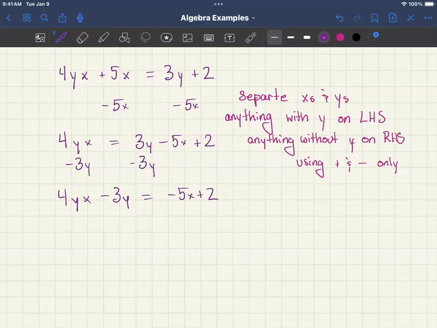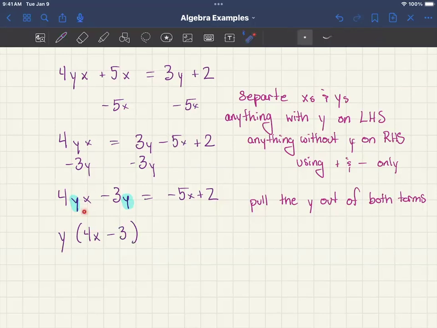Notice we have one copy of y in each term here. We have a little y here, and we have a little y here. So what we're going to do next is pull the y out of both terms. So we're going to do the opposite of distributing something. We're going to factor it out instead. When we pull a y out of our first term, we're left with 4x. And then minus, pull a y out, we're left with a 3. So now we have a negative 5x plus 2.